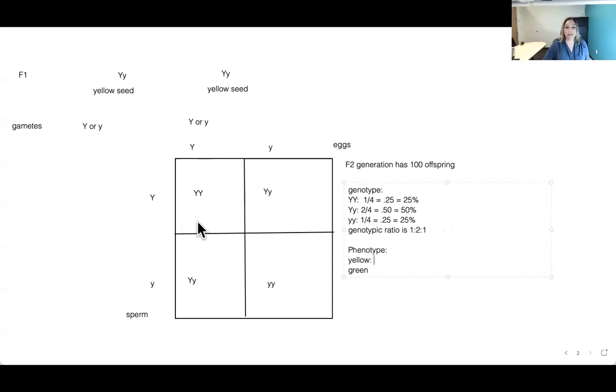So let's take a look at this. Big Y and big Y, little y are yellow. So we have 3 out of 4 of our squares are yellow. Little y is green. So 1 out of 4 squares is green. Remember, the recessive allele only shows up in the phenotype in a homozygous recessive individual.